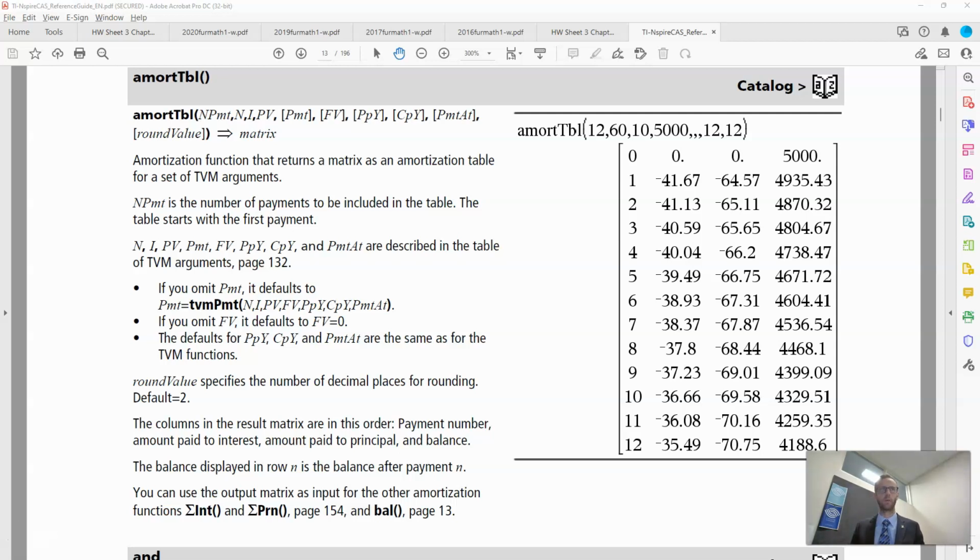So here's a little video for you on how to use the amortization table function on your TI Nspire calculator. This comes out of the TI reference guide, and it's got the actual formula itself, the way the TI uses it, and there's lots of stuff on this page that I'm going to go through really slowly. First thing that I'm going to show you though is where you can find the function on your calculator.